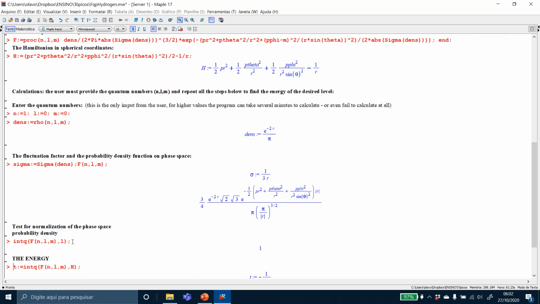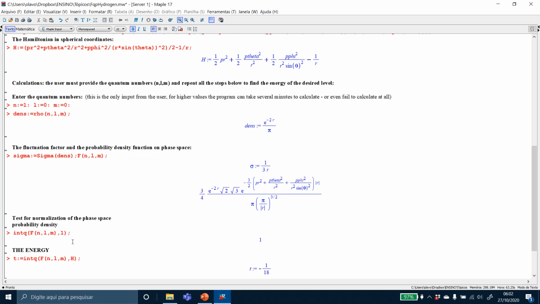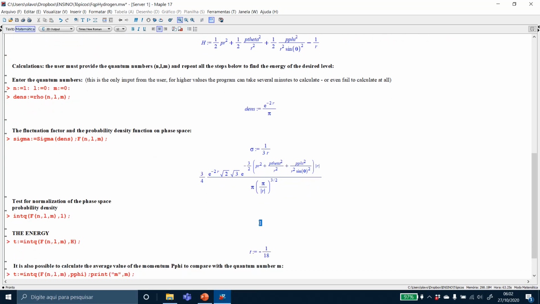We first test for the normalization of the phase space probability density function, which is true. And now we calculate the average energy, that is, we multiply the Hamiltonian, as given here, by the probability density function upon phase space for the state n equal to 1, the ground state, and calculate the integral. This gives, as we wanted, the exact result of the hydrogen atom.